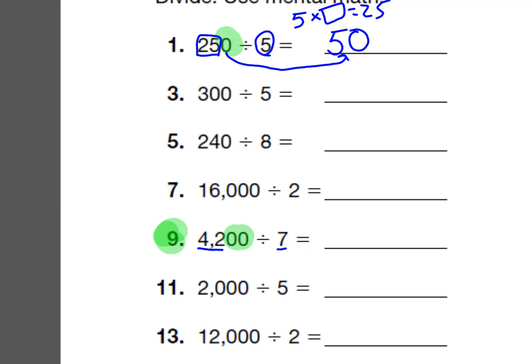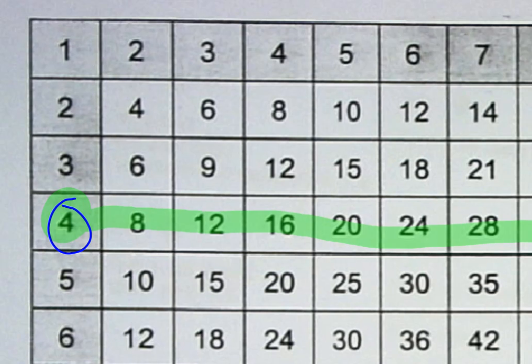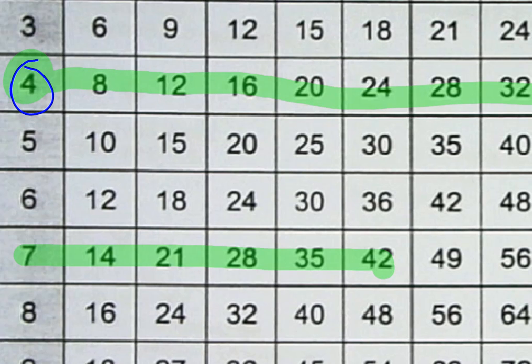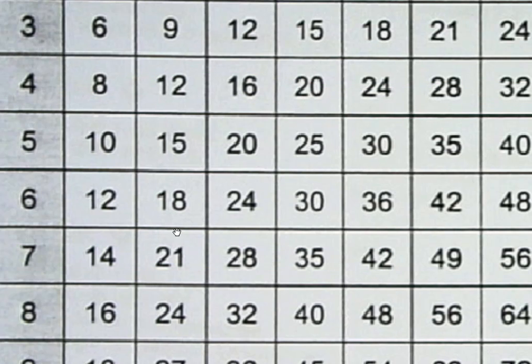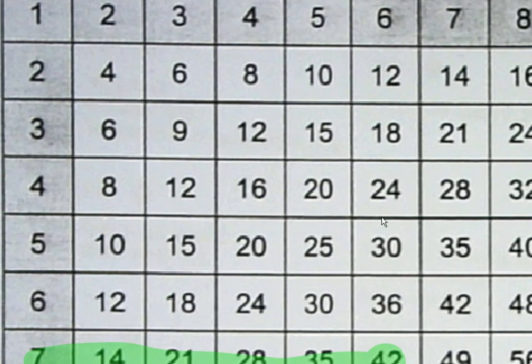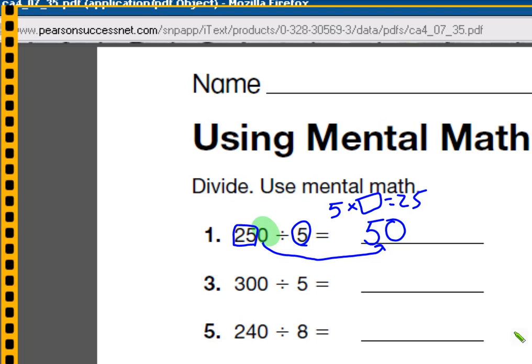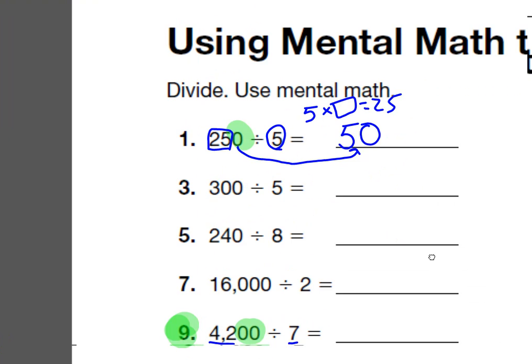But if you didn't know that, you could go back to your multiplication chart here, and since it's 42 divided by 7, then you can go ahead and start with your 7s, slide across till you get to 42, and then you just look up right here, and you know that the answer is 6. Okay, so that's how you can use this chart to help you divide. So 42 divided by 7 equals 6.